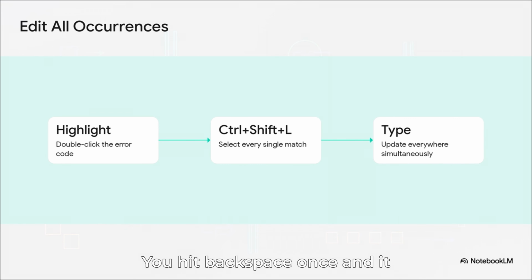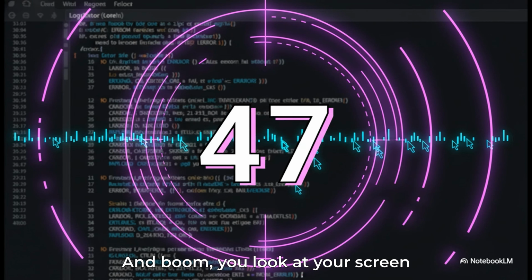You hit backspace once, and it deletes on every line. You type the new code, and it updates everywhere simultaneously. And boom, you look at your screen and realize you just spawned 47 cursors. You are now editing 47 lines at the exact same time. You literally just did 47 minutes of manual work in about 3 seconds. It's an incredible feeling of power.